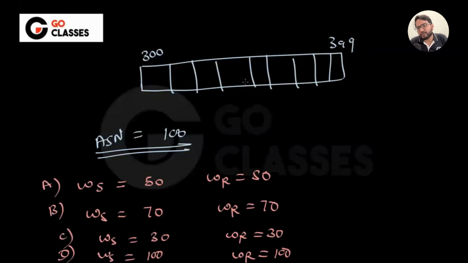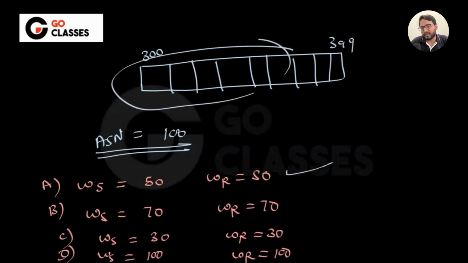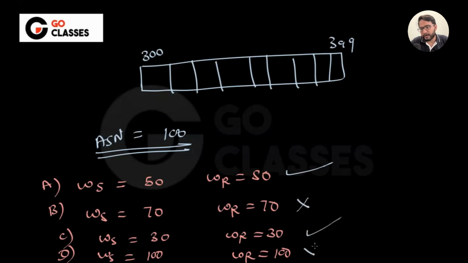See, these are the 100 sequence numbers. You can divide in any way. I mean, you give 50 to sender, 50 to receiver, that's fine. So A is possible. You give 70 to that, now you are just left with 30, right? You can't give 70 to receiver also, so there will be overlap. 30, 30 definitely possible, 100, 100 not possible. So that is why A and C are the answers, right?